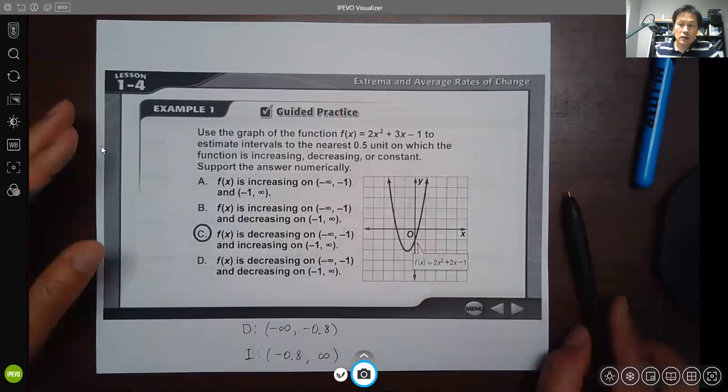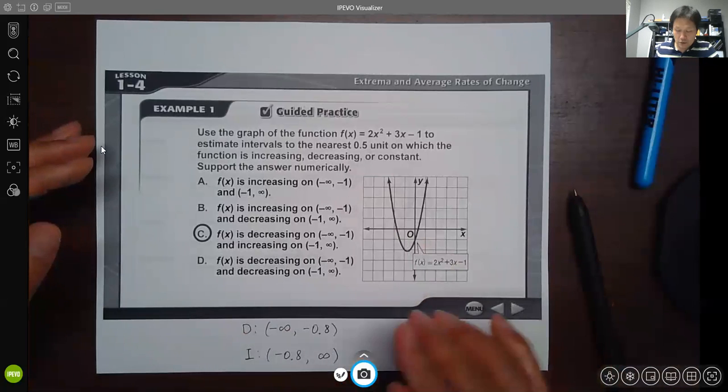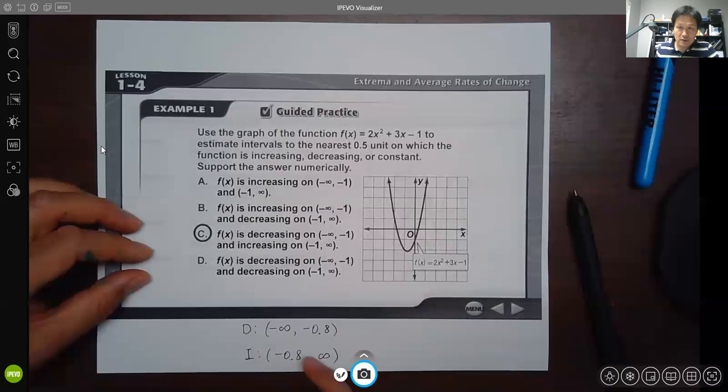One more comment. For increasing, decreasing, constant intervals, you always use parentheses. Never use a bracket.